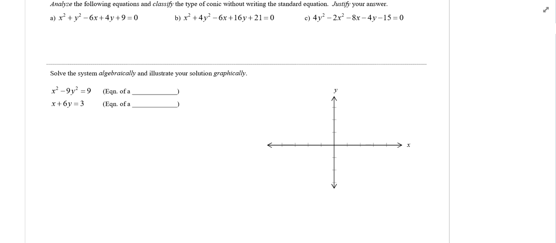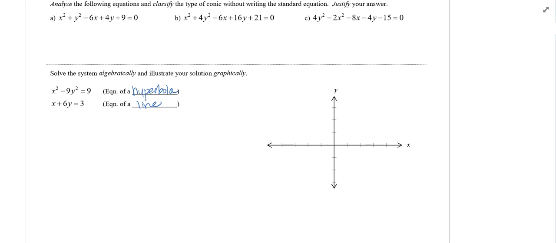So the first thing that's helpful is to identify the conic. Can we tell? The change of signs is the big giveaway. It's a hyperbola. So this is an equation of a hyperbola. And then can we tell what the other one is? Nothing squared, so we go back to a line. Okay, so we're just going to solve the system algebraically.